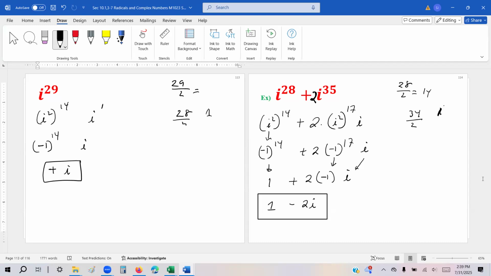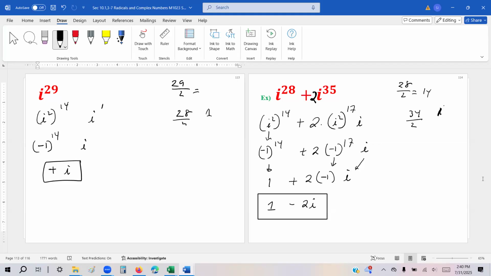Remainder is 1. What if there's no coefficient for i? Then it's only i, so 1 minus i. If there is no 2, because 2 is just multiplying, it's -1 times i, which is -i. So 1 minus i. You cannot combine them: this has i, this doesn't have i.